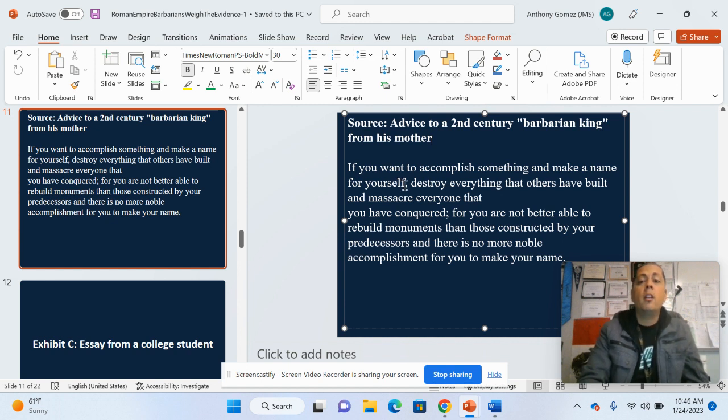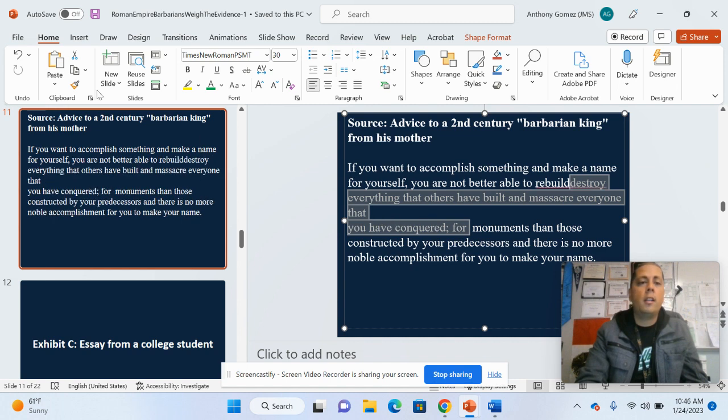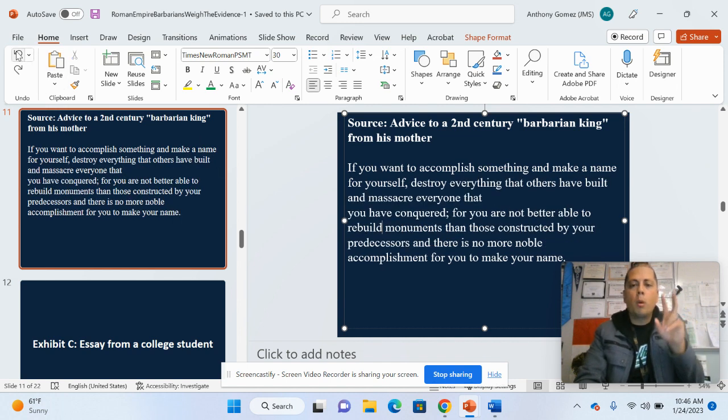This was a personal letter to her own son. So what she's writing here is something that's coming straight from the source, so to speak, straight from the barbarians without much bias, right? And this talks about how you should destroy everything that others have built and massacre everyone that you've conquered, and all these very quote unquote savage-like things, right? Okay, so that would be another one.